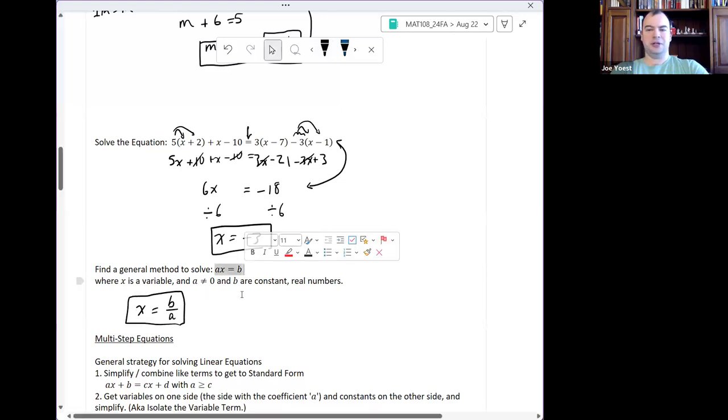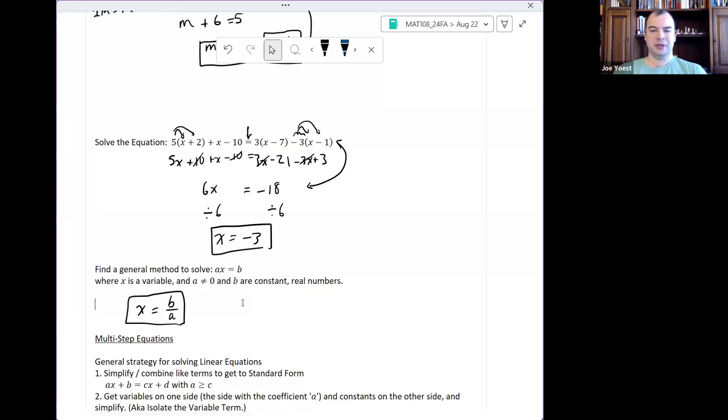So if I recognize that an equation is in this form, rather than, say, the x plus a equals b form, if it's the a times x equals b form, then I know what the solution is going to look like, or I know that the solution method is going to be divide by a.